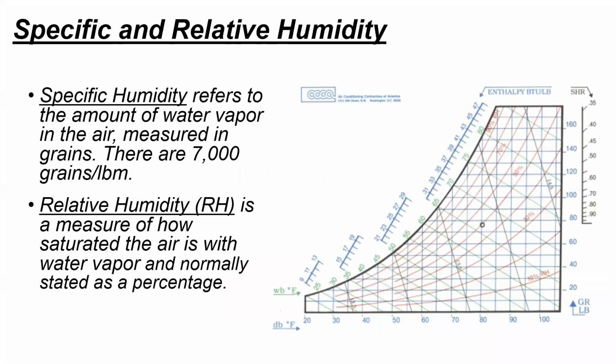We usually talk about the specific humidity and relative humidity. Specific humidity is the amount of water vapor in the dry air measured in grains, and 7,000 grains is equal to 1 pound. Relative humidity is a measure of how saturated the air is with water vapor, and normally set as a percentage. So the amount of water vapor in the air as a percentage of the total amount that could be held at its current temperature is called relative humidity, which is a percent.